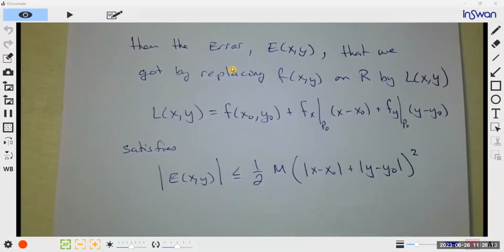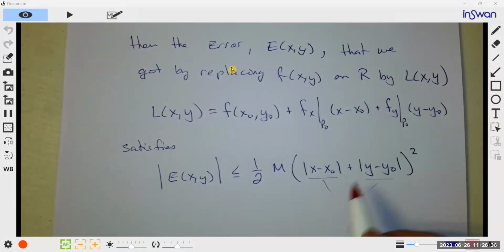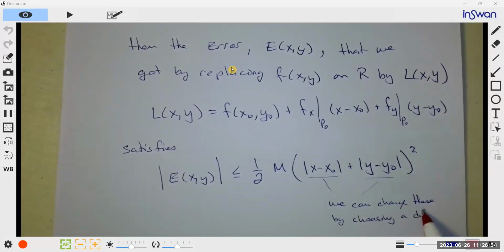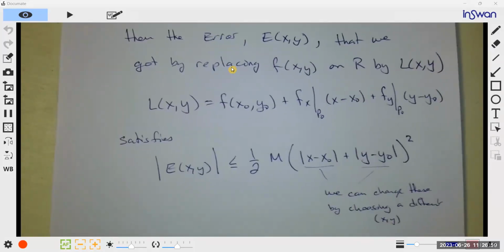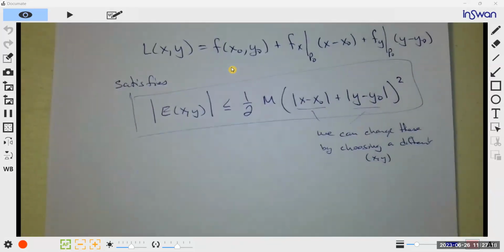It's less than or equal to one half M times the sum of the absolute differences, squared. The reason we take absolute values is because a difference can be positive or negative. Again, we can change these by choosing a different final point. You start off with x sub 0, y sub 0, and the closer we pick x and y to x0, y0, the smaller the error is going to be. So there's our error.